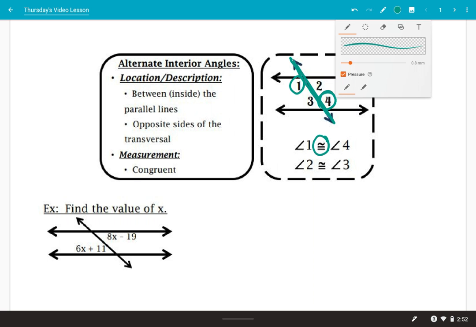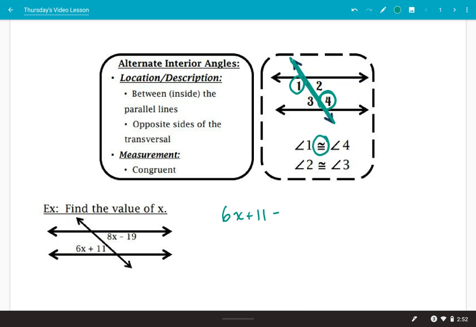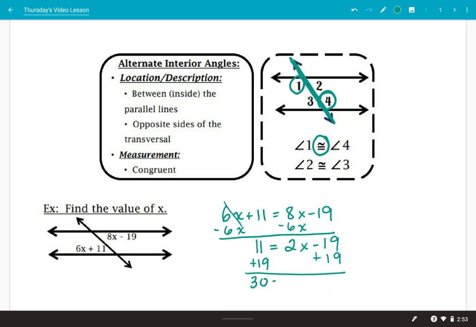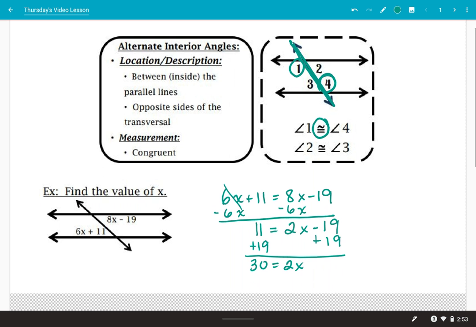Since we know they are equal, we're going to set it up as one angle equal to the other angle. And we practiced how to solve equations our first week, and we're going to use that. So first thing we need to do is move the x to one side. I like to move the smaller x. It just makes it easier. And then we're going to add or subtract. And then we're going to divide.